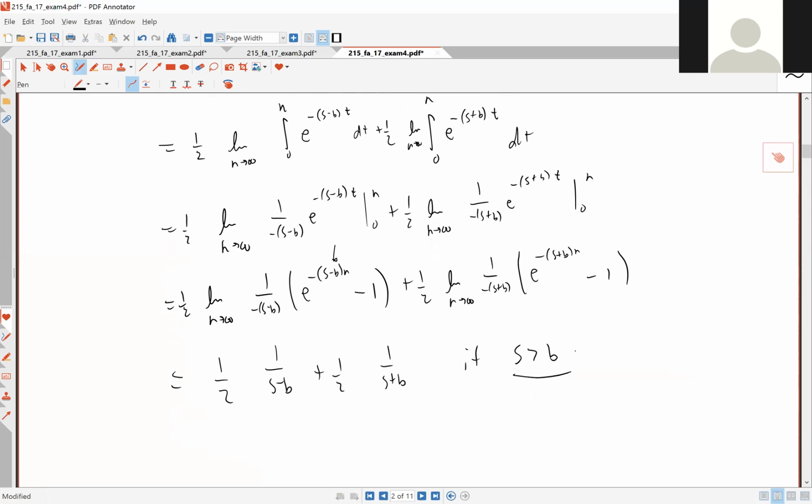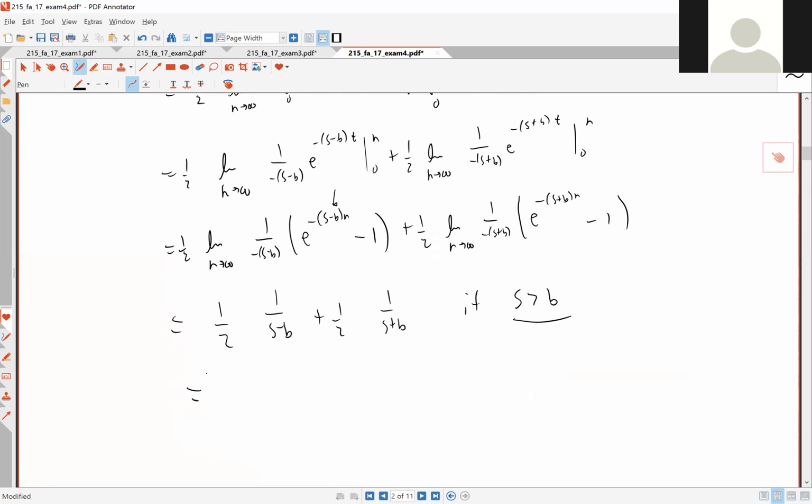So a lot of you guys forgot to write that step. So that's actually fine to leave it like that. You've showed me what the Laplace transform is, or you get a common denominator, s plus b, s minus b over 2 times s minus b, s plus b. This gives us s over s squared minus b squared.